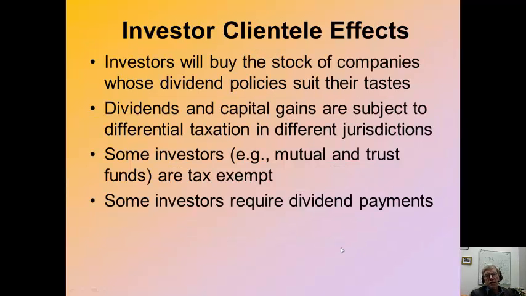Investors will tend to buy the stocks of companies whose dividend policies suit their tastes. In different jurisdictions, dividends and capital gains are subject to different taxation rates, and different investors within these different jurisdictions are subject to different levels of taxation, and some are tax exempt. And some investors, as a part of their cash flow needs, require dividend payments, where other investors may be restricted by their articles of association only to buy shares that provide dividends. So one will expect that there will be investor clientele effects, especially in cases where the investors are identifiable by the members of the board, or where they actually appoint members of the board. These clientele effects might have strong influence on the corporate dividend policy of a company.